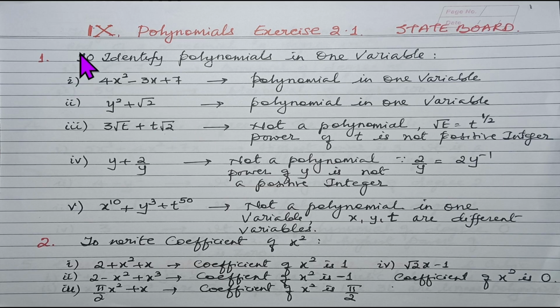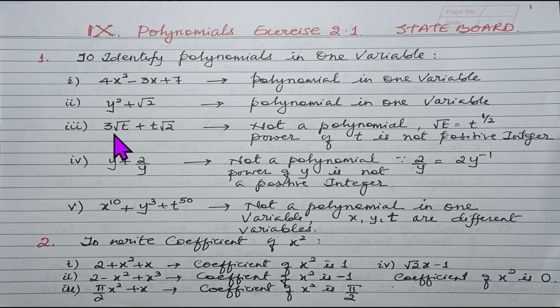Now in the first question here, we have to identify the polynomials in one variable. If you look at this polynomial, 4x square minus 3x plus 7 is a polynomial in variable x. This is a polynomial because all the powers are positive integers and the variable is only one variable, that is x. Now if you look at the second polynomial, y square plus root 2, again it is a polynomial, the power is again a positive integer, and it's also in one variable y.